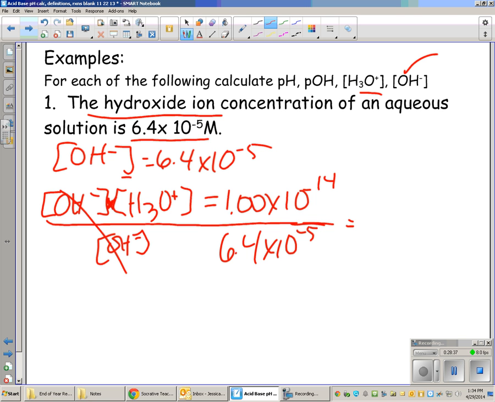that gives you, anybody else get this? 1.55 times 10 to the negative 10?